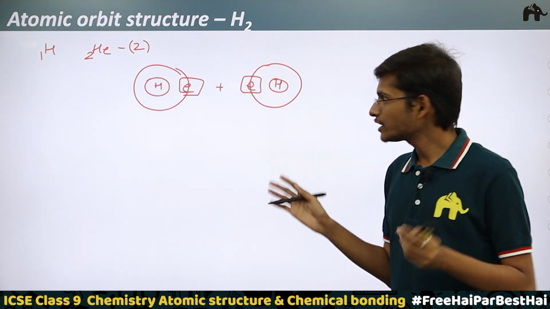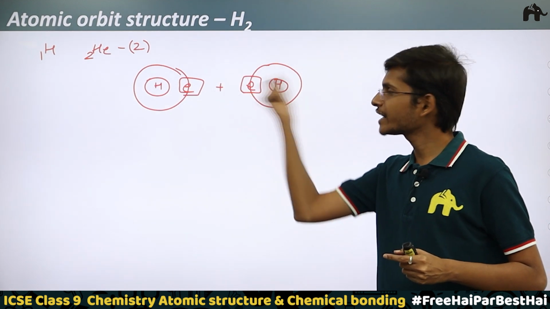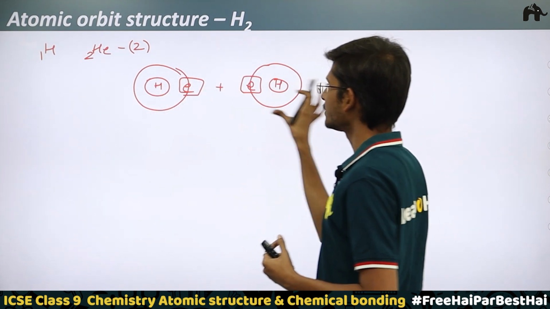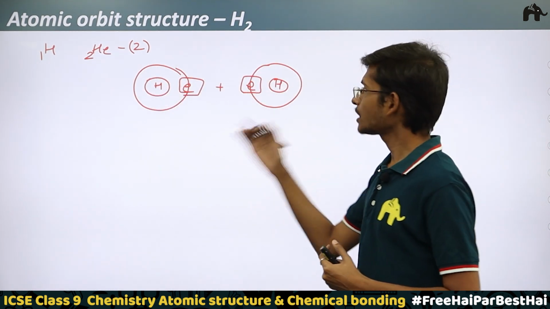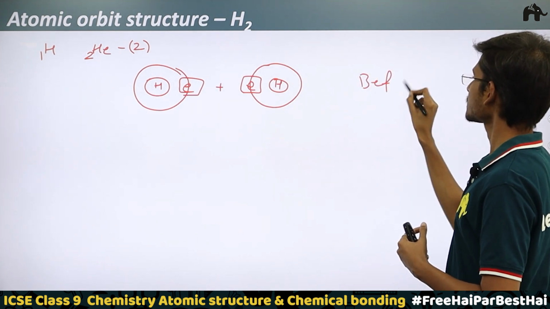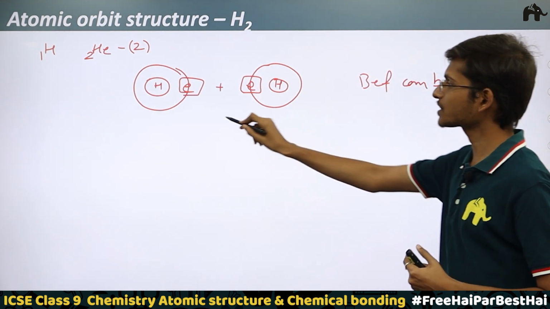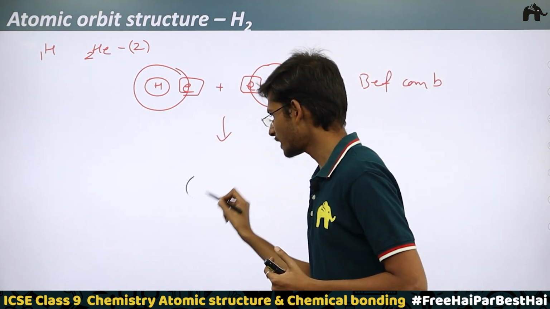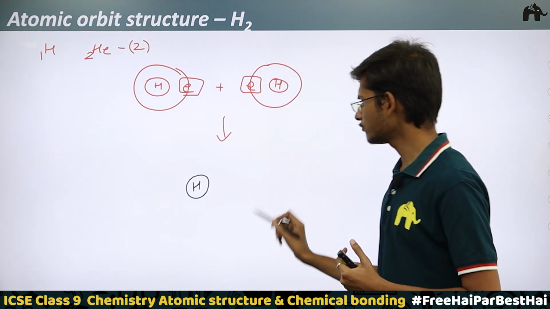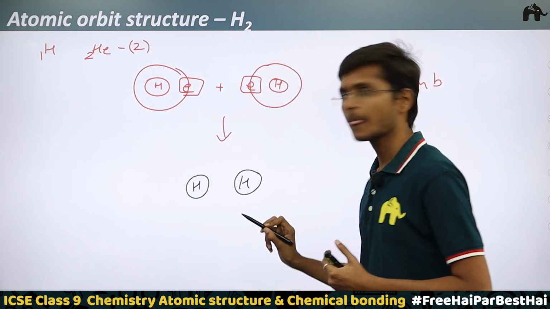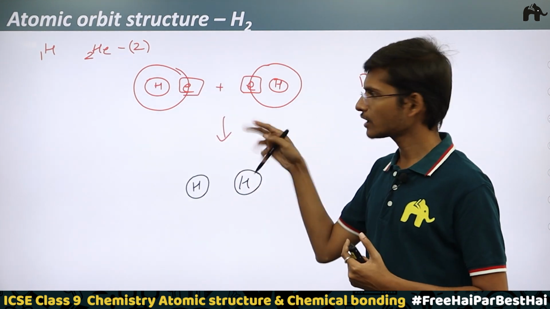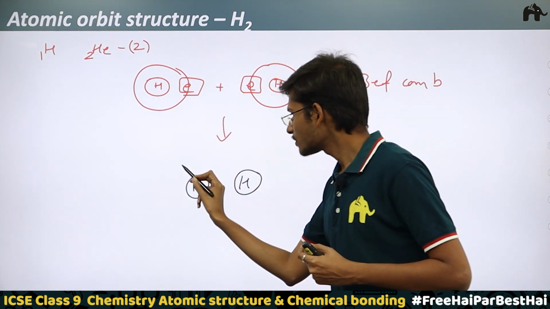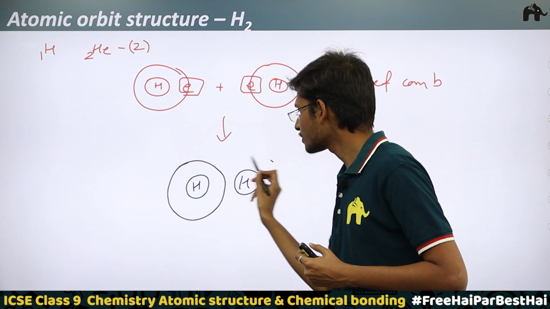In this way, after sharing, there is a shared pair of electrons. I will show you how. This is the before-combination diagram of the atomic orbit structure. I am writing here 'before combination'. Now what happens after combination? Let's see how to represent it in the diagram. This is the hydrogen nucleus of one atom, and this is the hydrogen nucleus of another atom. Since the electrons in this shell are now getting shared, we are going to overlap the shells like this.